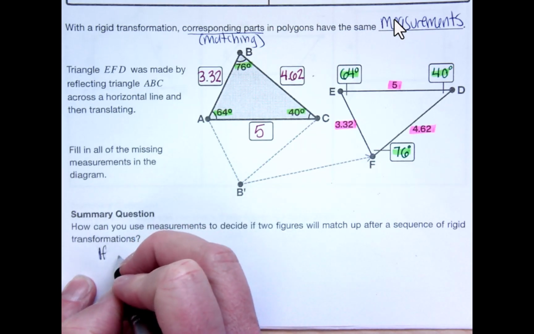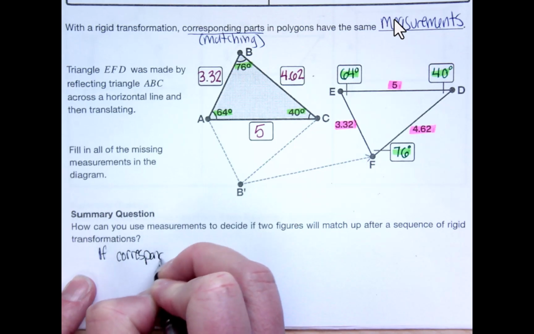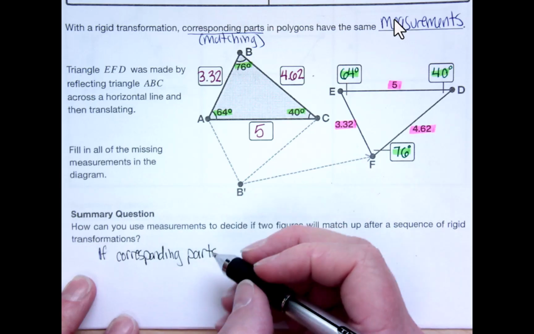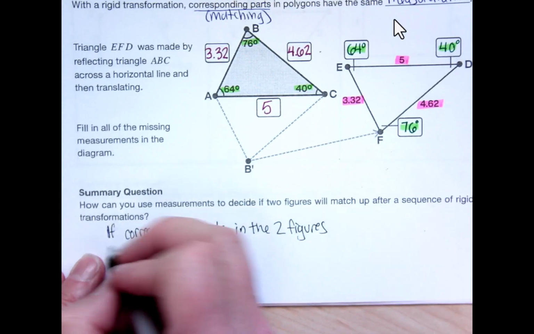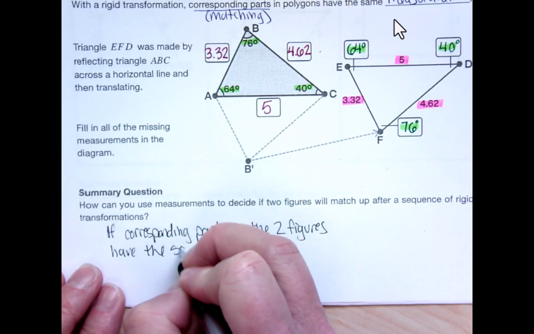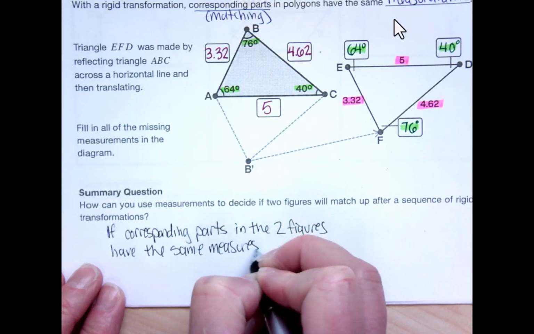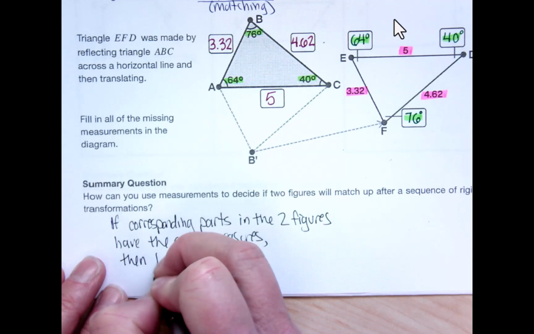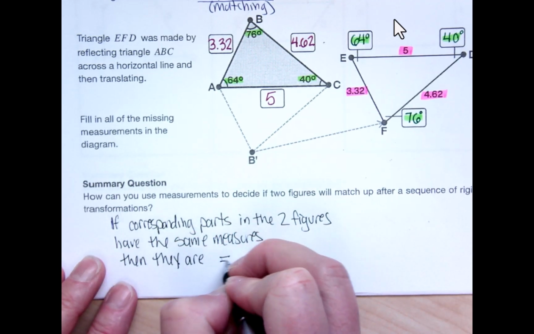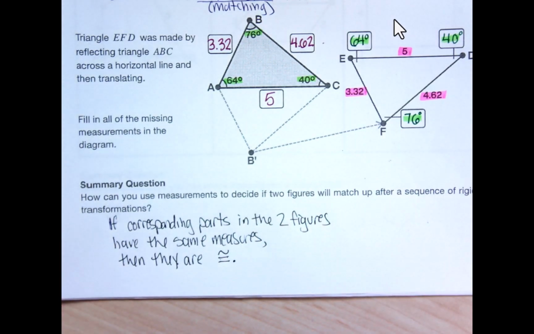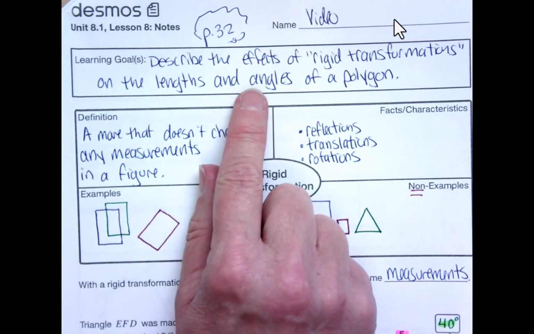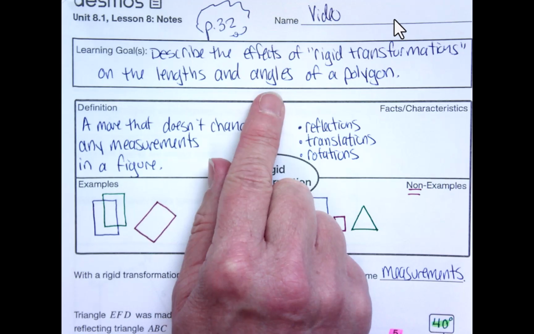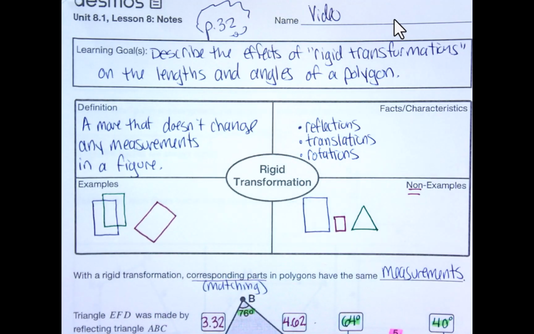If I'm going to say corresponding parts, remember those are just the matching ones, in the two figures have the same measures, then they are congruent. And I'm going to use my symbol for congruent just to remind us that that's what the symbol is. So that's what we focused on today, more with the same kinds of transformations that you've seen. And the effect of rigid transformations on the lengths and angles of a polygon is just about nothing. There is no change in the lengths or angle measures of transformed congruent polygons.